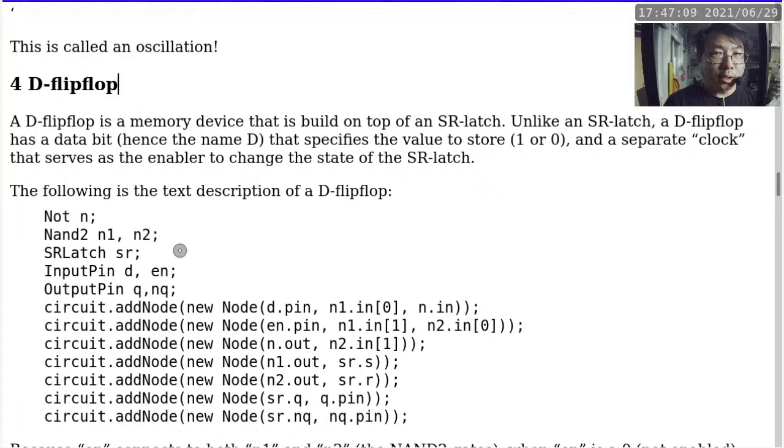So the tricky part is, how do we utilize D and EN? D is connected to the first input of N1, which is a NAND gate. It is also connected to the input of the NOT gate, which is N. Alright, so I'm going to draw this on the tablet. Okay. And then the NOT gate, so let me track down where the NOT gate is connected to. So the NOT gate is connected to the second input pin of N2.